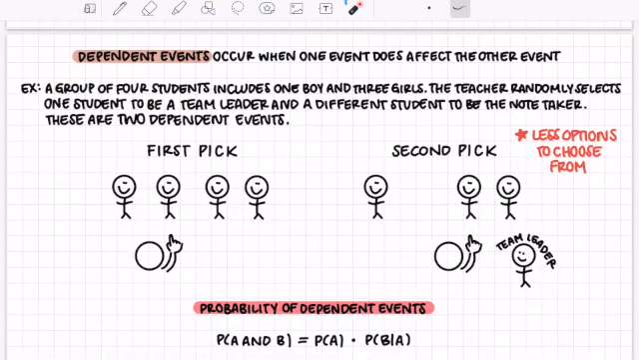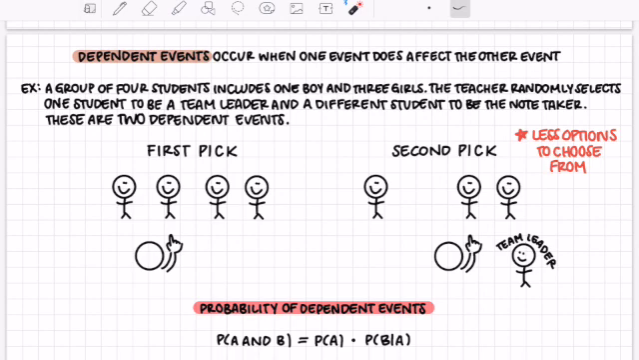The other type of event that we're going to be looking at is a dependent event. And just like the word dependent, it occurs when one event does affect the other event. So they are dependent upon each other. So for example, a group of 4 students, including 1 boy and 3 girls, the teacher randomly selects one student to be a team leader, and he also picks another person to be the note taker. And these would be considered dependent events.